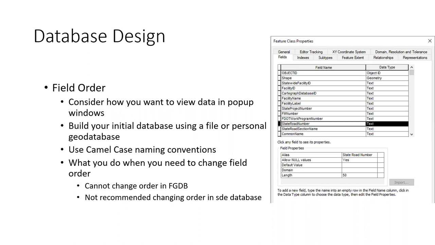So what I would suggest is that when identifying the fields that you want to be present in your database, when talking with your end users, you also ask them how they'll want to view that data. Make a spreadsheet. On that spreadsheet, have a column for fields, so you have your list of fields, and then ask them to order them. Put them in the order they want them to appear in the pop-up window, and then use that as a template to start building your database from.